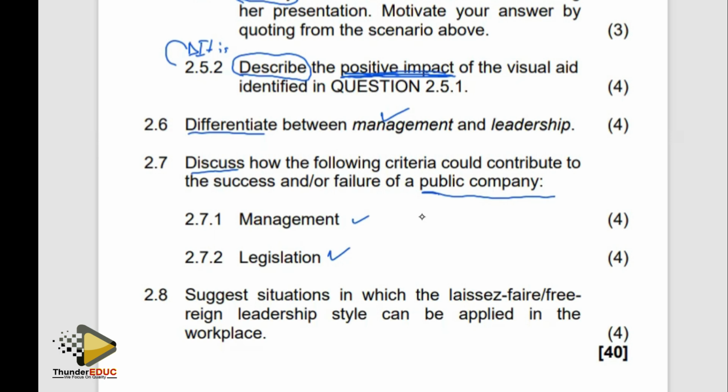So now let's check under the success of legislation. The fact that it is 4 marks means that you are going to take 1 point for the success as well as 1 point for the failure. So now let's check on the success side. Procedures to form a public company have been simplified by the new Companies Act 71 of 2008. We are saying that procedures to form a public company have been simplified by the new Companies Act 71 of 2008. But now let's check on the side of failures.